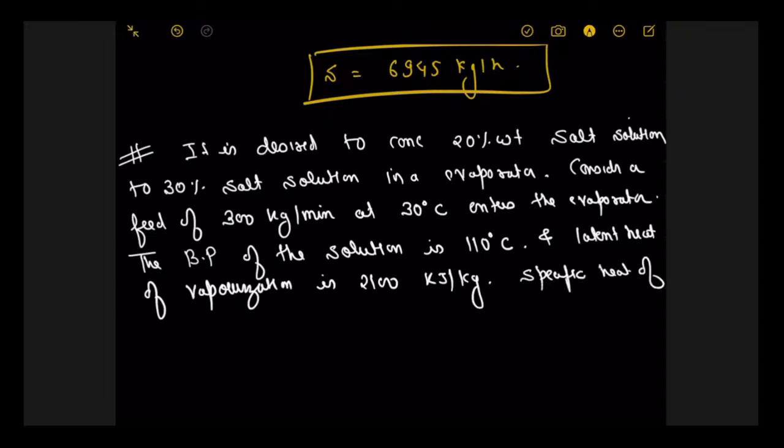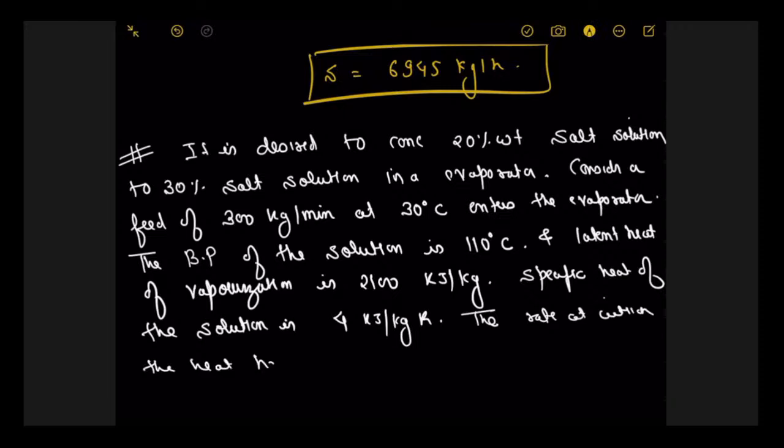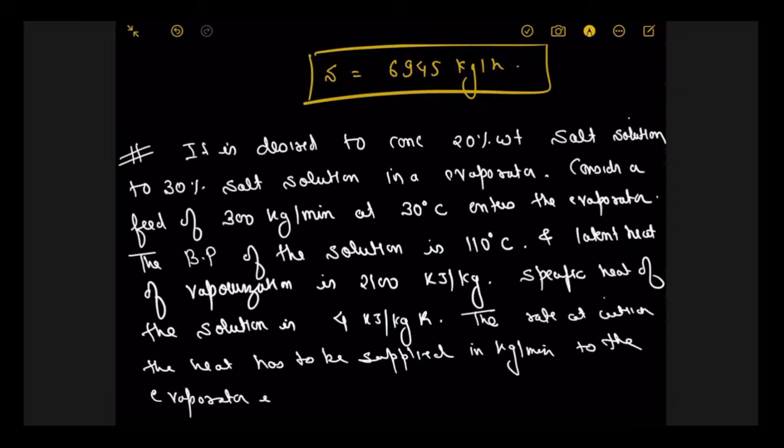Specific heat of the solution is 4 kilojoule per kg Kelvin. The rate at which the heat has to be supplied, in kg per minute, to the evaporator is. Solve this.